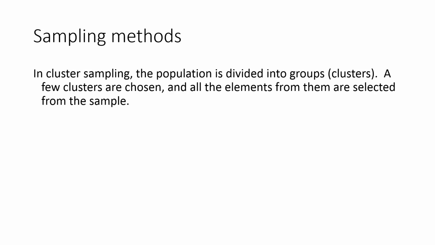Cluster sampling is different from stratified sampling, but people get these two confused. With cluster sampling, you're dividing the population into groups again. But instead of taking a sample from each of the groups, you're choosing just a few of the groups. And within those groups, you're sampling the entire group.